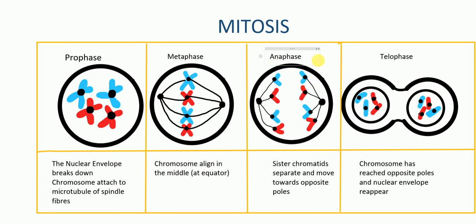The next stage is anaphase. The sister chromatids are separated and now they move towards the opposite poles. The next stage, telophase, now here we were calling them sister chromatids, now we are calling them chromosomes because now they are separated, okay. So they have moved to the opposite poles and the nuclear membrane reappears, okay.